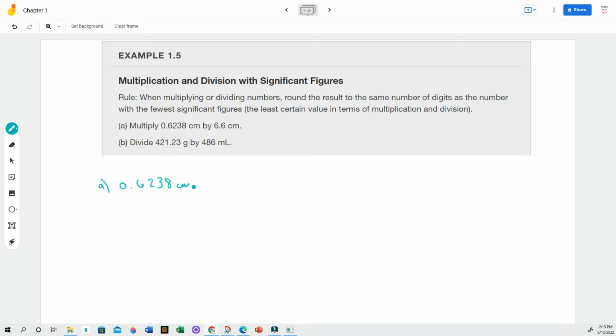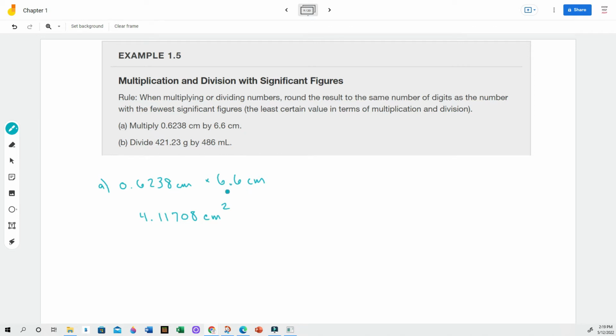6.238 centimeters multiplied by 6.6 centimeters. So my calculator gives me 4.11708, and that would be centimeters squared because my units get multiplied as well. So now in terms of sig figs, I'm looking at total sig figs. This first number here has a total of 4 sig figs. My second number only has 2.